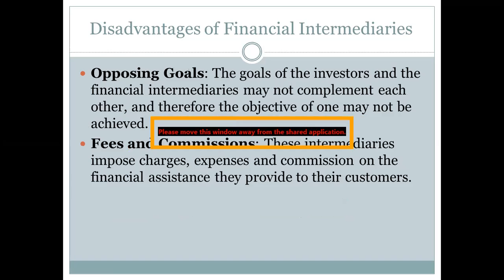Another disadvantage is that they have opposing goals. The goals of the investors and the financial intermediaries may not complement each other, and therefore the objective of one may not be achieved.